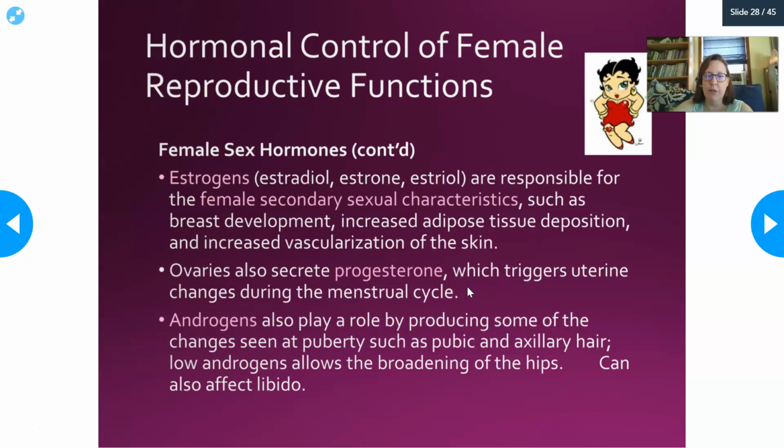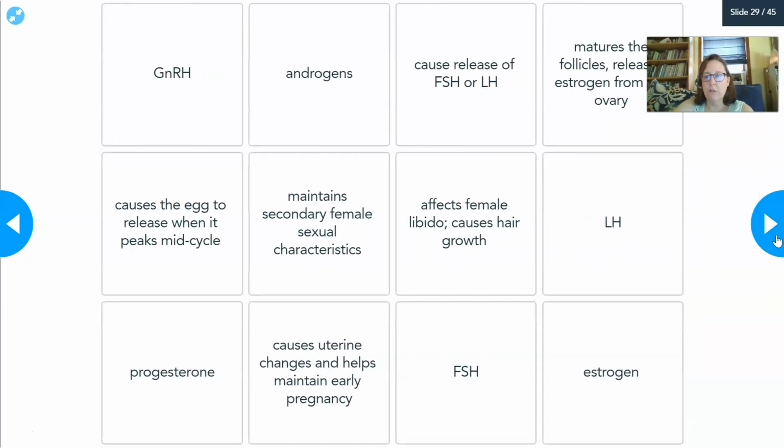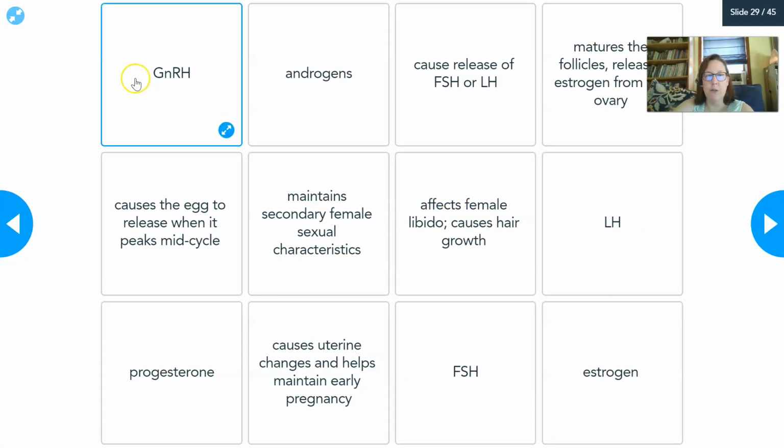The androgens also play a role by producing some of the changes seen at puberty, such as pubic and axillary hair. The low androgen levels allow the broadening of the hips, and it can also affect libido. So androgens are the male hormones. Females do produce some testosterone. It does feed into sexual desire and other things like that, so really referred to as libido. So match up the hormone to what it does right here.